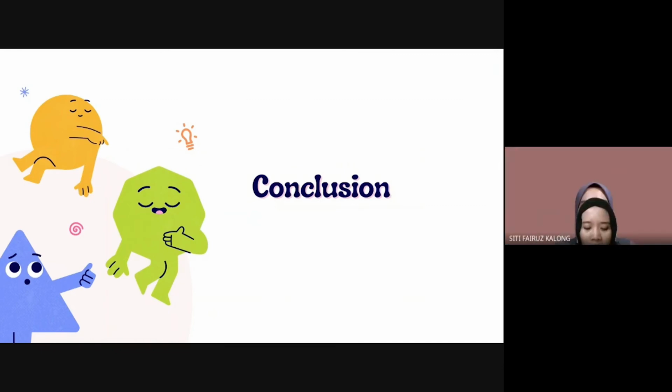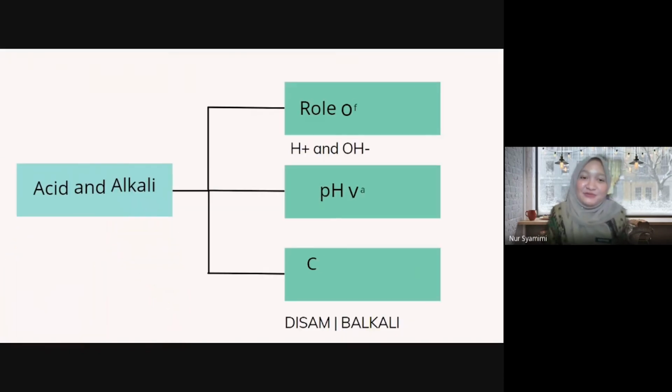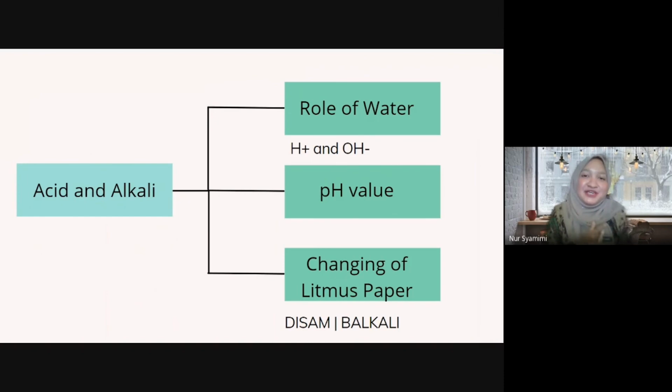Me, teacher. Acid and alkali can be identified based on three ways, which is role of water, pH, and changing of litmus paper. Alright, good Fairuz. Okay, so acid and alkali can be identified based on the role of water, pH value, and changing of litmus paper. So for the role of water, acid will produce hydrogen ion and alkali will produce hydroxide ion when it is ionized in water. For the pH value, acid have lower than 7 and for the alkali, it has a greater than 7.